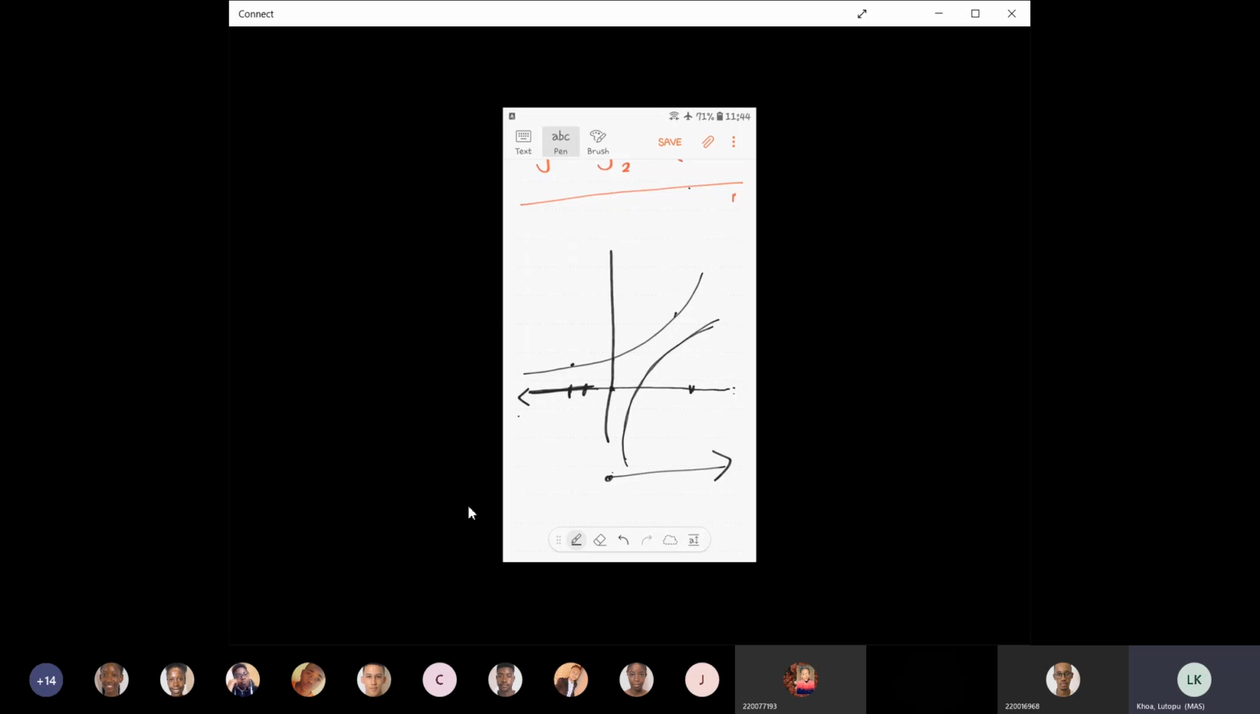Okay, let me just clean this one. Okay, so somebody was asking, do I need to draw, let me just put the question up here. Do I need to draw 2 to the power of x and half to the power of x? Yes, that is like your working. You need to show that this is how I got that one.